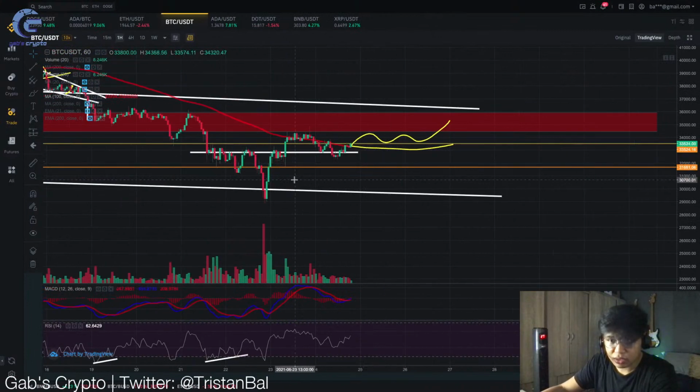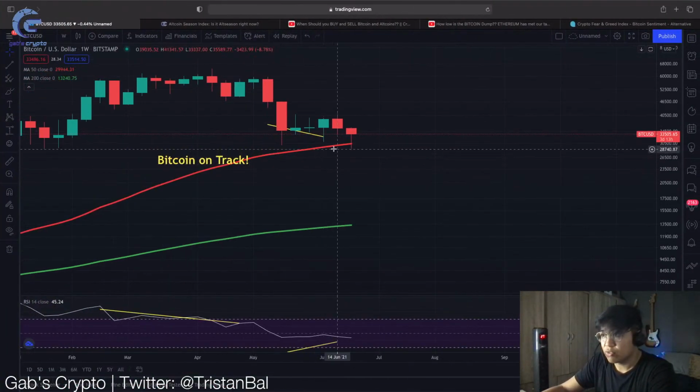So that's Bitcoin. This is for the very short term, the moving average and support and resistance that I mentioned earlier. And for the midterm, the 50-week moving average is what we should be following.